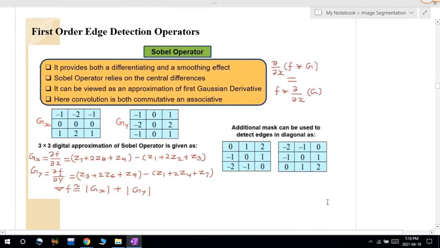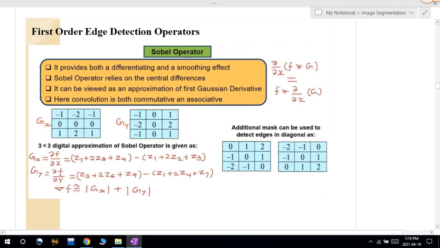In the first order edge detection operators, there are three important operators which are used to find the edges using first order derivation. In case of first order derivation, we find the gradient of the image, and after finding the gradient, we find the edges. That is the main motive in first order detection. One is the Sobel operator, the next is the Prewitt operator, and the next is the Roberts operator.